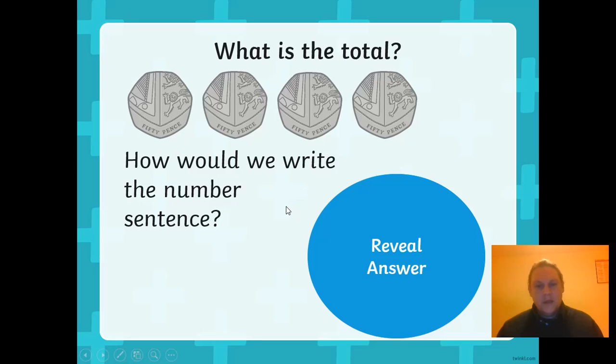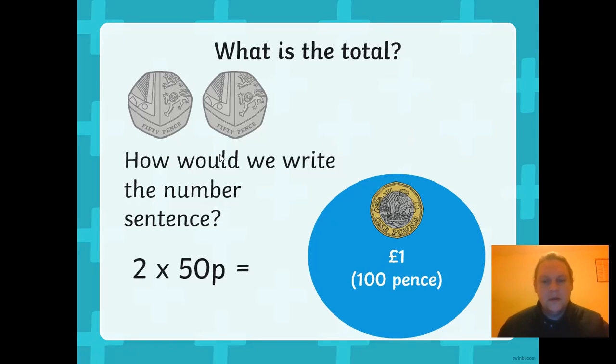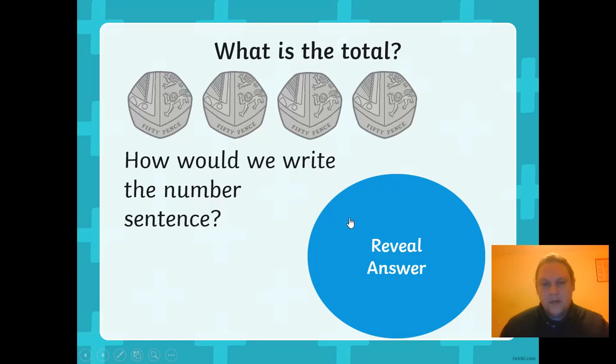Right, what is the total? This time we've got four 50p's. How would we write this number sentence? Okay, four 50p's. So it's going to be 4 times 50. Now, looking back at our last question gives us a clue of how to solve this question. We've got two 50p's and we know that that's £1. This time we've got four 50p's, right? So what is that going to be?